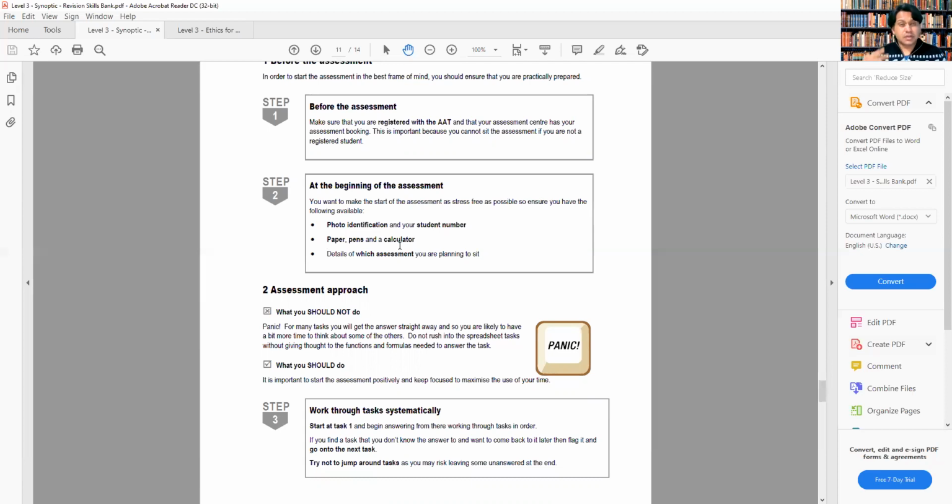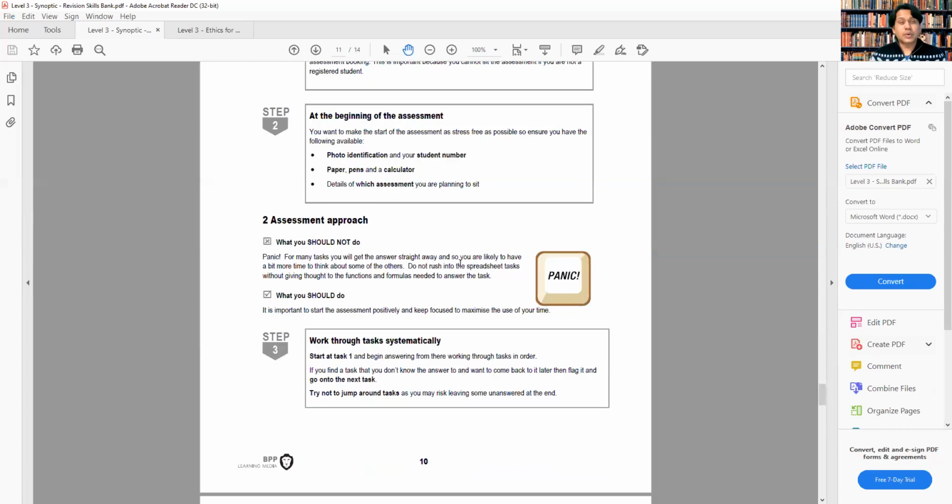So if you don't have it, you can ask your invigilator, and they will bring it for you. It has the detail of which assessment you are planning to sit. So when you enter your code, make sure you check the details. When you enter the code in the exam, you enter your date of birth and the exam, so it should be the right one.